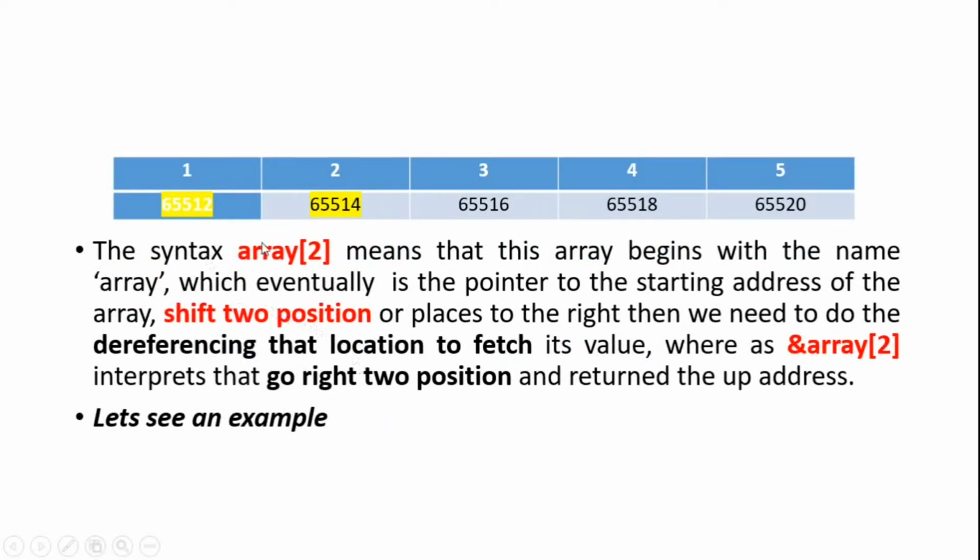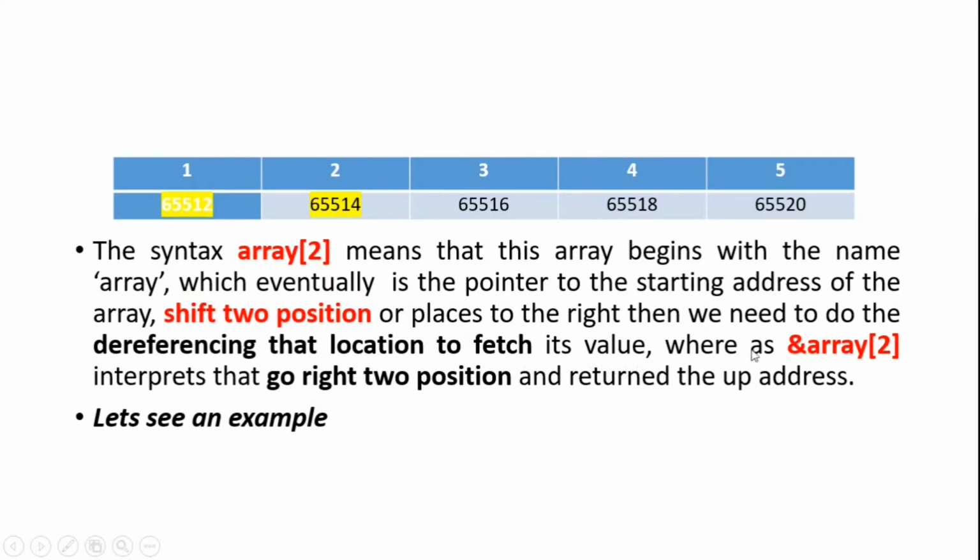Once we write the syntax array+2, it means that the array begins with the same name, array, which is eventually a pointer to the starting address of the array, and we shift 2 positions. So array+2 means this is the name of the array and we are shifting 2 places to the right. If this is the base address, we will be moving 2 positions, and then finally we will be dereferencing that location.